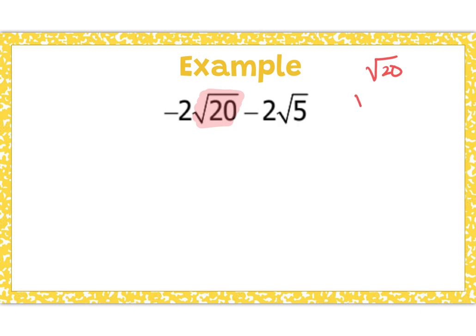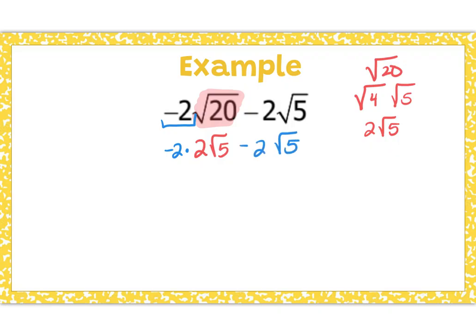I know that I can break apart 20 using a perfect square, 4 and 5, and the square root of 4 is 2. So the square root of 20 really is going to turn into 2 square root of 5. This coefficient of -2, I could bring it down, or you could have noticed, oh, the 2 is also a coefficient, and I could have just combined them. But for this first problem, I'm just going to show you what is the same and what is not.